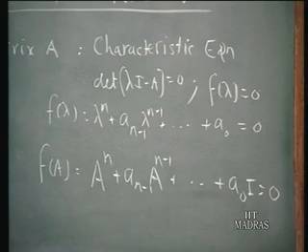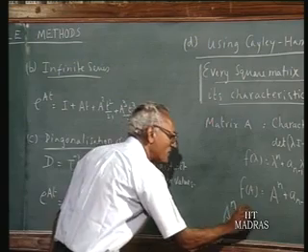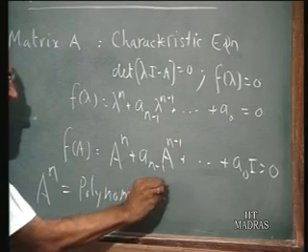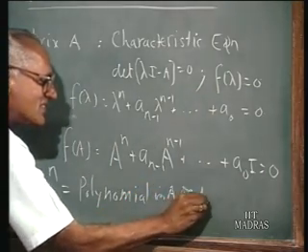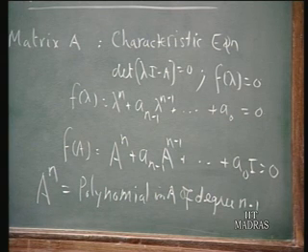So that means A to the power n can be expressed as a polynomial in A of degree n minus 1. That's not all. Suppose I have a polynomial of higher order, then also it can be reduced to a polynomial of degree n minus 1. How it comes about we will see in a moment.